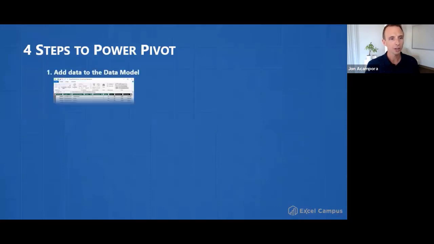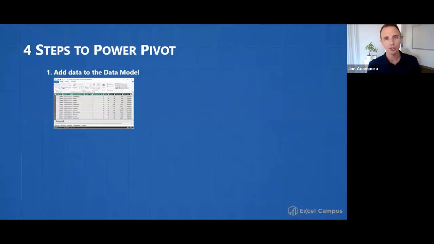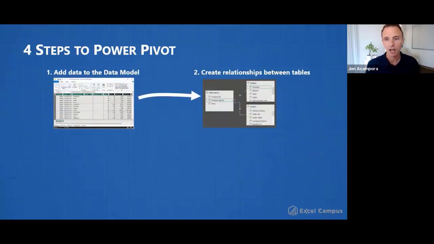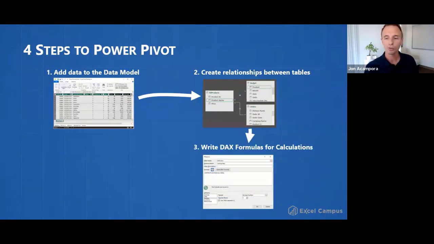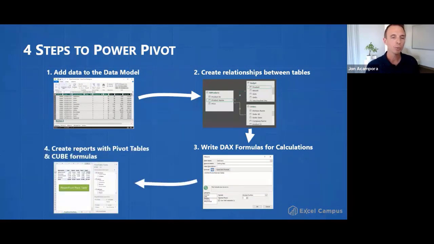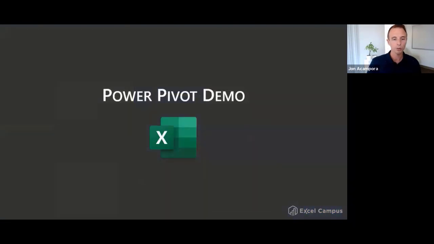I like to think there are 4 steps to Power Pivot. First, we add data to the data model. The data model is in Excel, and I'm going to jump into Excel and show a demo of this. Then we create relationships between the tables. We can write DAX formulas for more advanced calculations. And then we can create the reports with pivot tables and even the cube functions. A little bit more advanced stuff there, but so powerful. Cube functions are another one that is underutilized for sure. So that's the process. Don't worry about trying to write all that out. I'll send you a downloadable, printable version.